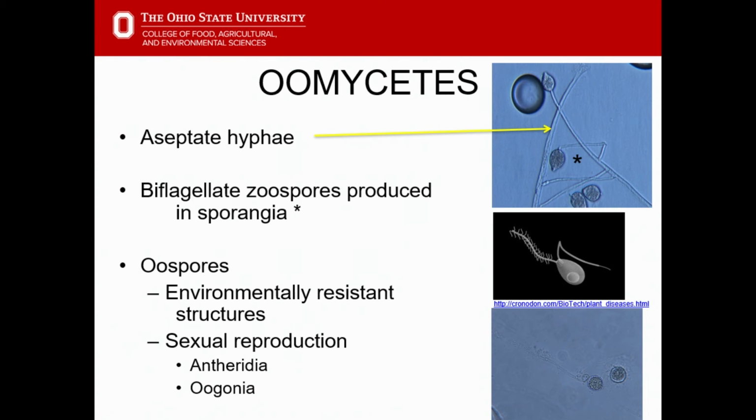Key characteristics of Oomycetes are aseptate hyphae, asexual reproduction via zoospores with two flagella within sporangia, and sexual reproduction via differentiated gametes, the antheridia and oogonia, resulting in the production of thick-walled oospores. Oospores are resistant to adverse environmental conditions and can survive years in soil or other substrates. Heterothallic species require 2 different mating types for successful mating, while homothallic species self-fertilize.